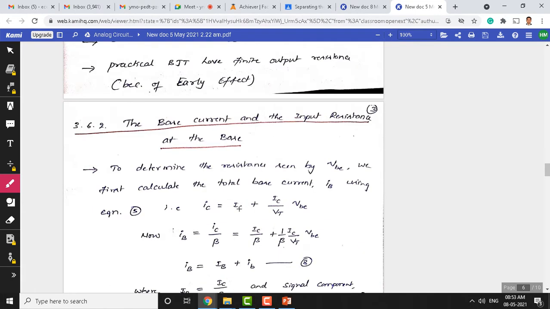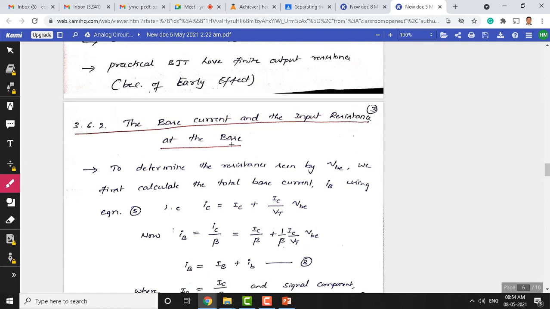Next, we are moving to the next topic in the same main section, which is the base current and the input resistance at the base. Let us find out the base current for the BJT, and also estimate the input resistance at the base terminal of the BJT. These two things are very important because we are visualizing the BJT as an amplifier circuit. When we use the BJT as an amplifier, the base current and the input resistance play an important role.